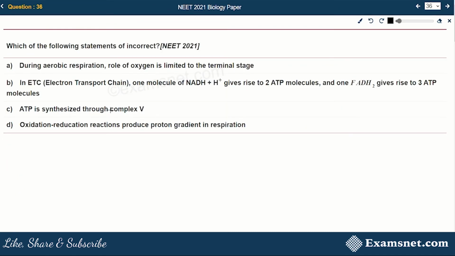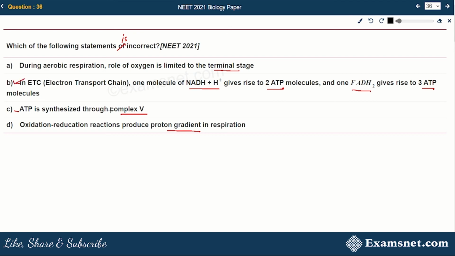Question number 36 is from the chapter Respiration in Plants, class 11, and the question is, which of the following statements is incorrect? The options are: during aerobic respiration, role of oxygen is limited to the terminal stage. In electron transport chain, one molecule of NADH plus H plus gives rise to 2 ATP molecules and one FADH2 gives rise to 3 ATP molecules. ATP is synthesized through complex 5, and the last option is oxidation reduction reactions produce proton gradient in respiration. So the incorrect option is option B.